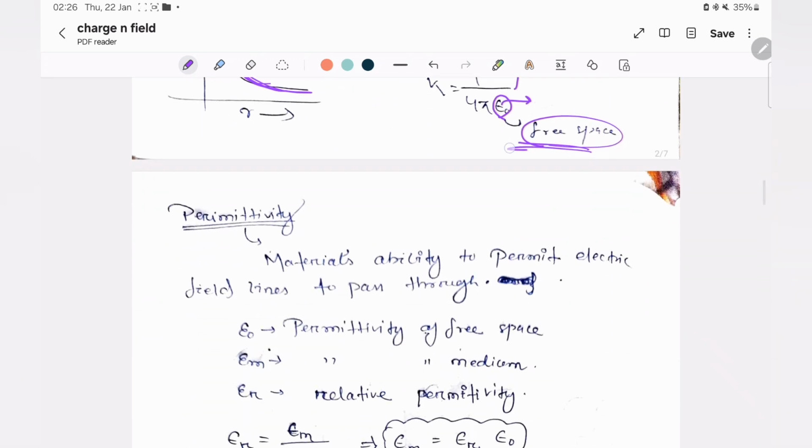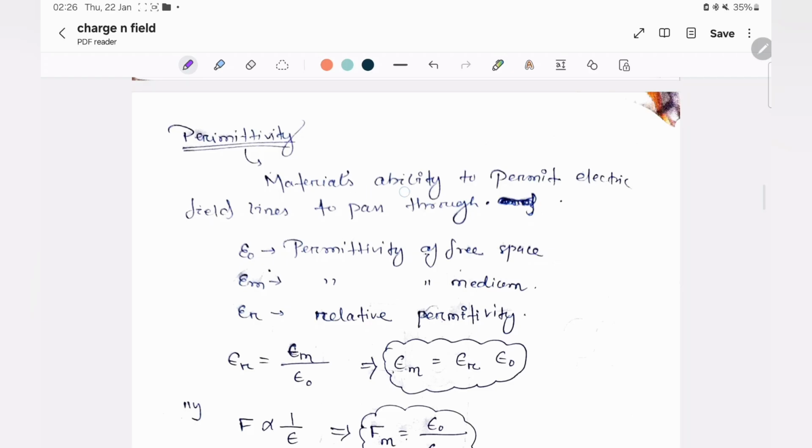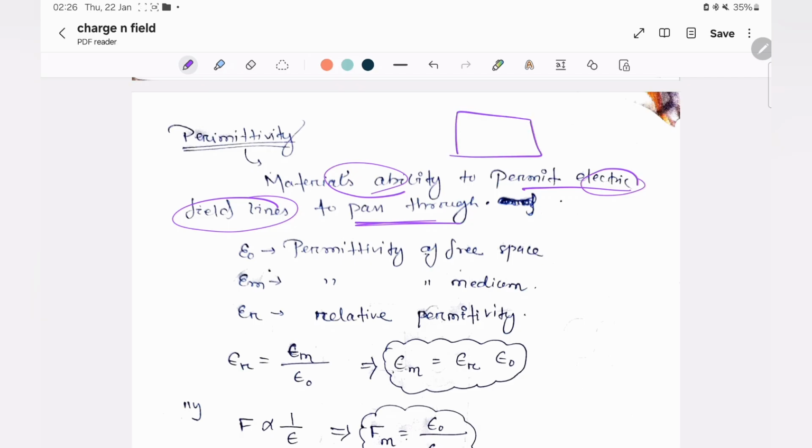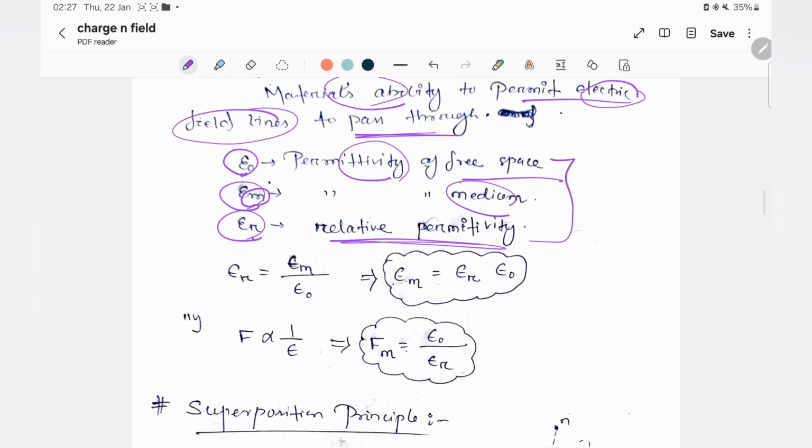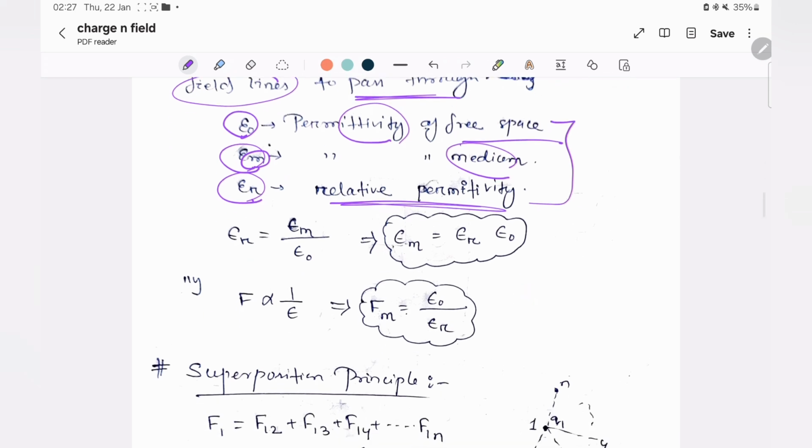What do we mean by permittivity? Permittivity is the ability of a material to permit electric field lines to pass through it. So it is the material's ability to permit the electric field to pass through it. Epsilon naught is the permittivity of free space, epsilon m is the permittivity of the medium, and epsilon r is the relative permittivity. We have a relationship between these three: epsilon r is epsilon m divided by epsilon naught.